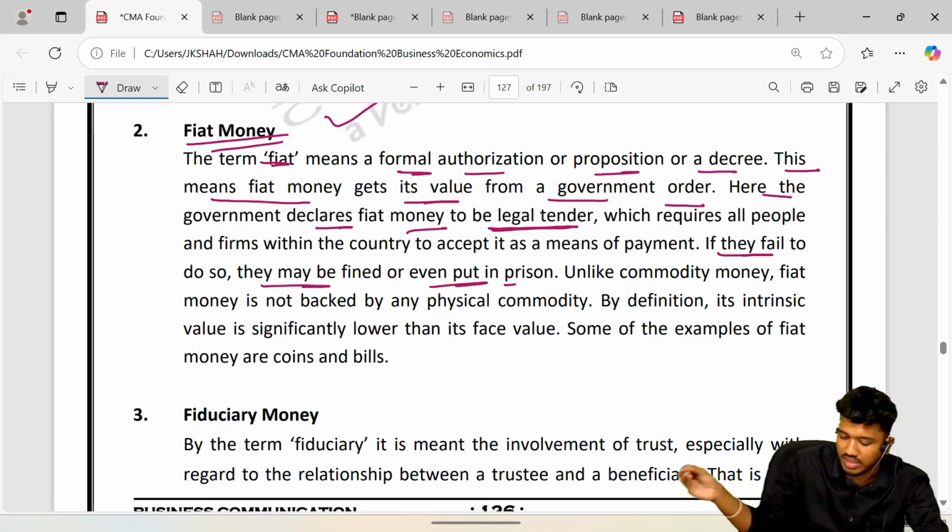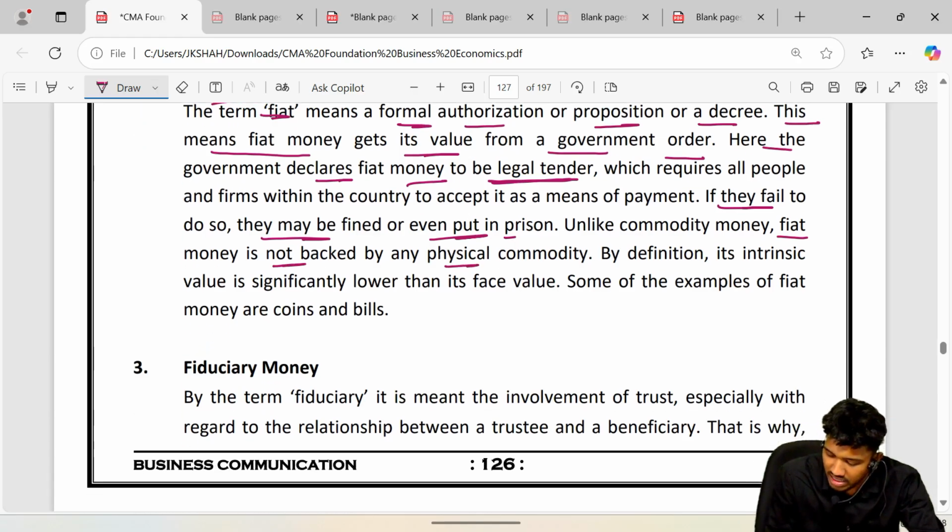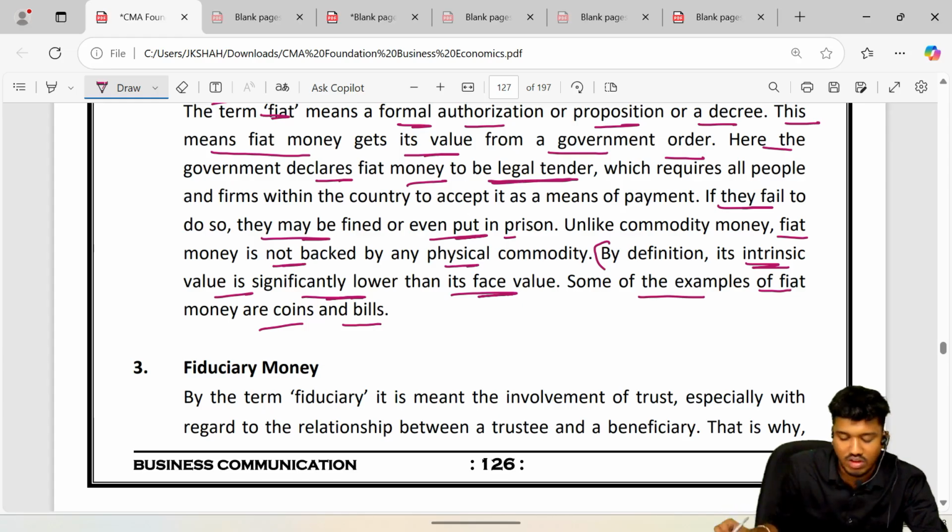If you don't accept it, you will be put in jail. Okay, fiat money is not backed by any physical commodity. Here, by definition, its intrinsic value is significantly lower than its face value. Some of the examples of fiat money are coins and bills. So that way it is.